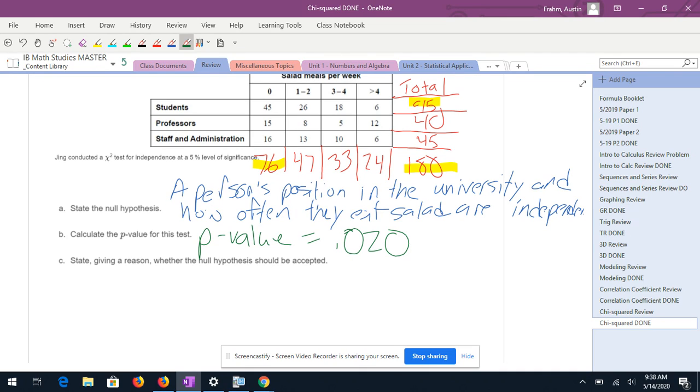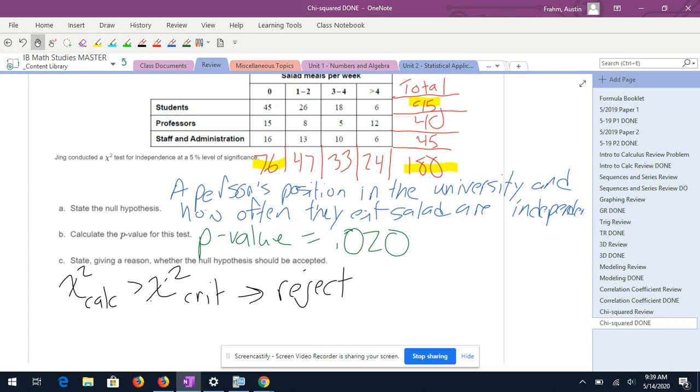Now, part C, the last part says state, giving a reason, whether the null hypothesis should be accepted. So this is where we need to think back to our rejection inequalities. There's 2 of them. The first one states that if the chi-squared calculated value is greater than the chi-squared critical value, then you reject. But we don't know the chi-squared critical value, and we did not calculate the chi-squared calculated value. I mean, we technically did, but we're not using it in this problem.